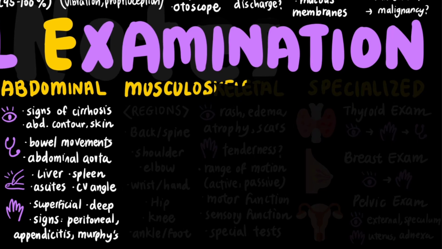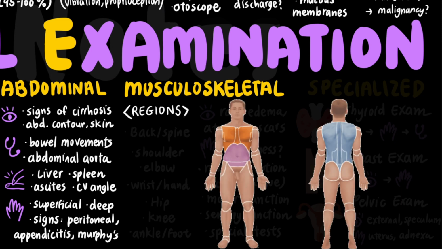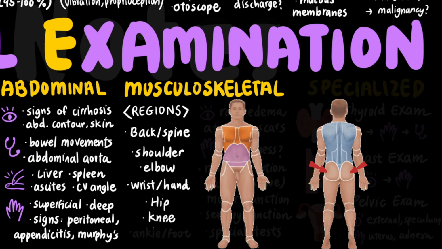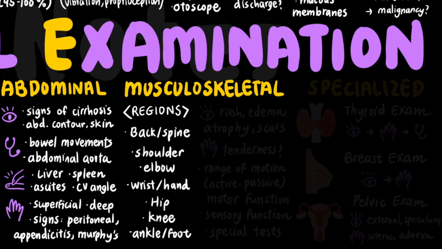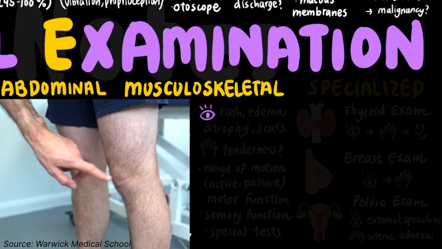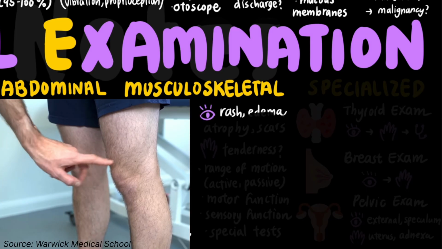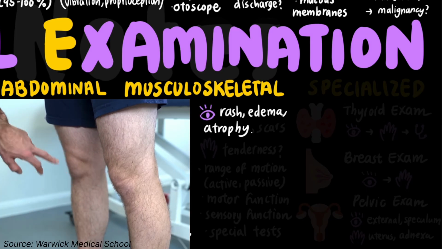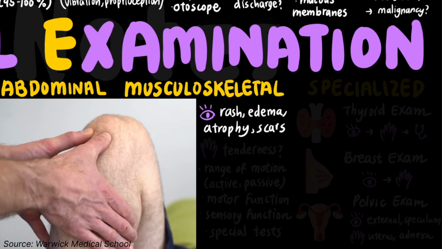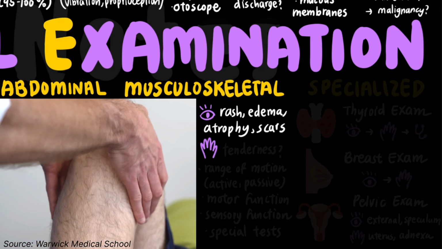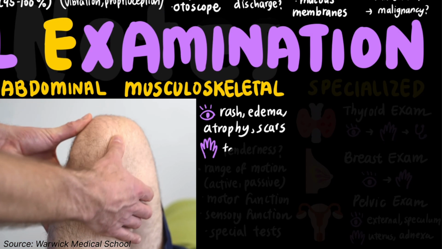Let's move on to the musculoskeletal system, which we usually subdivide into regions: the back and spine, shoulder, elbow, wrist and hand, hip, knee, ankle, and foot. For each region, the exam follows a similar pattern. We begin with inspection, looking for rashes, edema, muscle atrophy, deformity, or surgical scars. We then move on to palpation, checking for warmth, swelling, and localized tenderness.